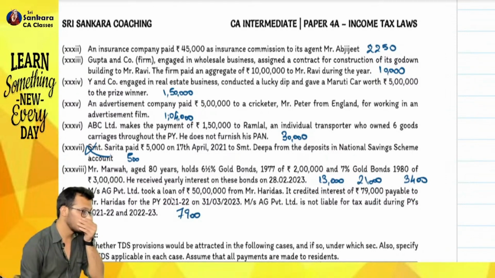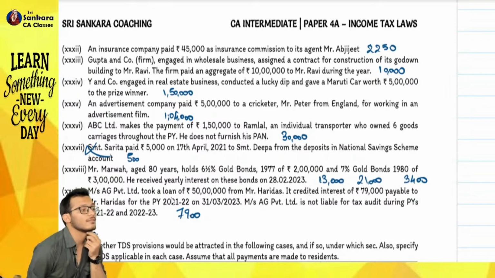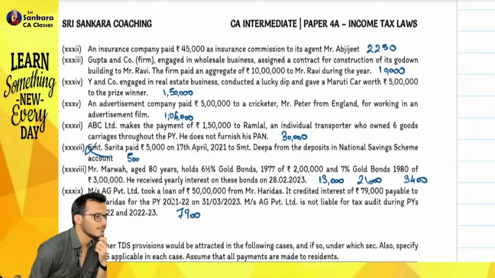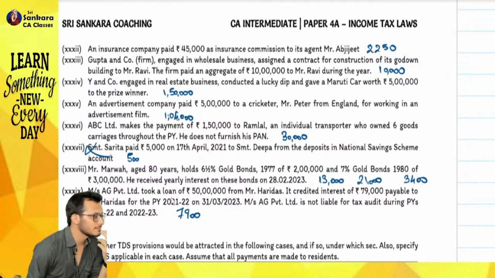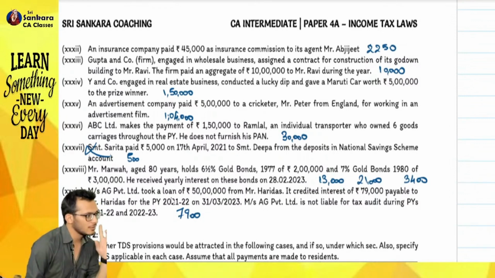Why no TDS? Who is subject to tax audit? Who is the deductor? In the provision, who is subject to tax audit? Individual and HUF. Who is the deductor here? A company. The deductor is a company, not an individual or a HUF. So even if he is not liable for tax audit, he still has to follow the provisions of 194.